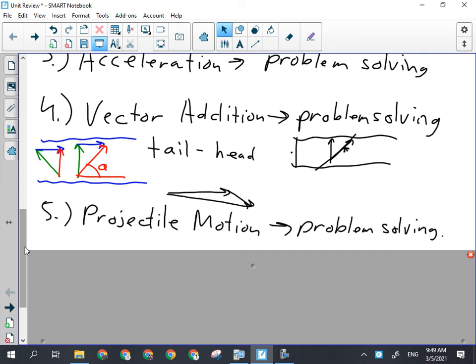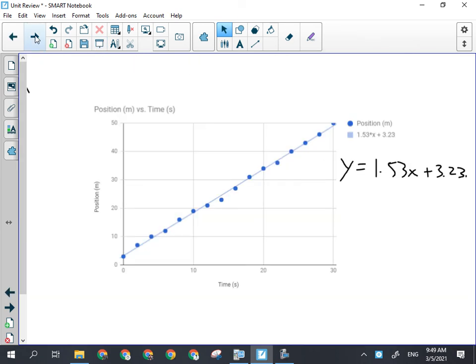Questions from you guys? Anything you want me to cover in a little more detail, or review again, or demonstrate? Could you use some graphing notes? Graphing? Okay. Like, how about this one? It's like I read your mind.